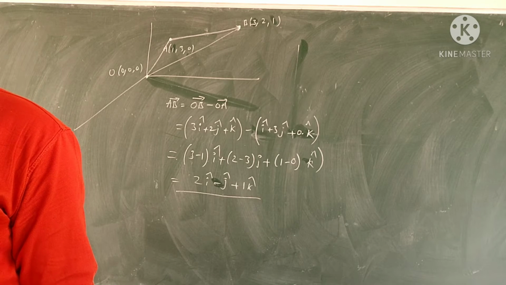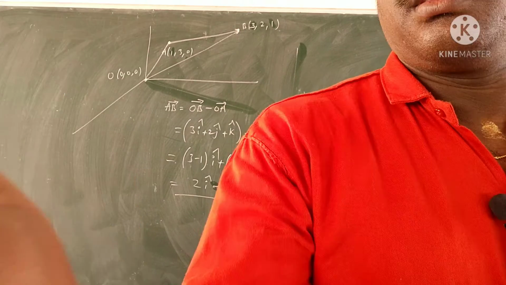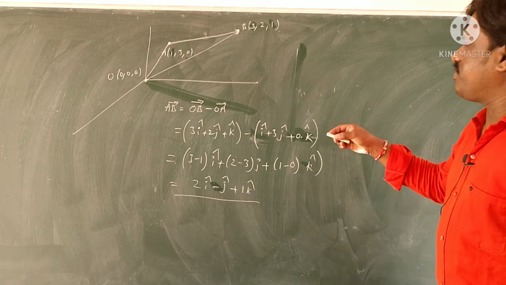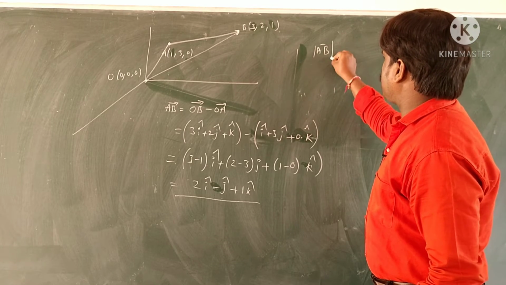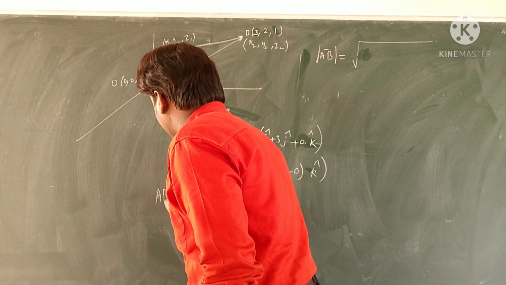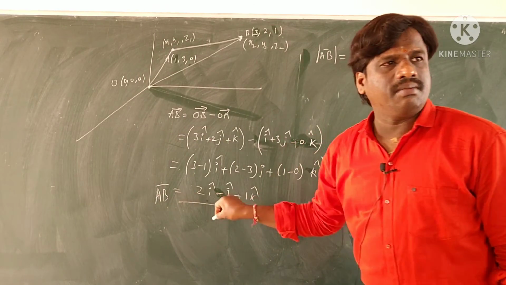This is an important thing. Note it down. So this is a vector. Suppose anybody asks you what is the magnitude of AB, the AB vector you got here.